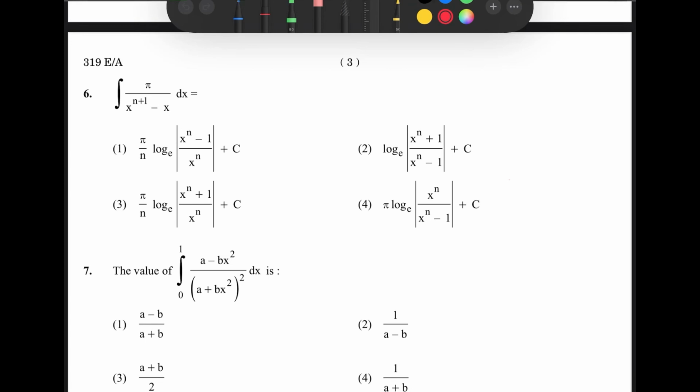Hello and welcome to another video of question solving of previous year paper. So we are left with 10 questions of section A as we did 5 questions in the previous video. So let's get started with question number 6, this integral.